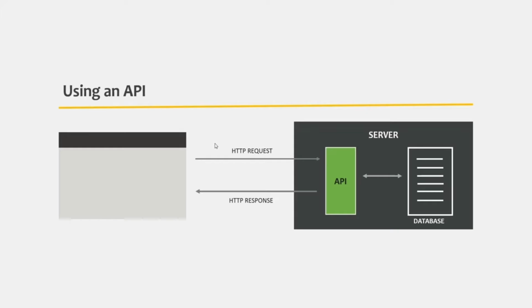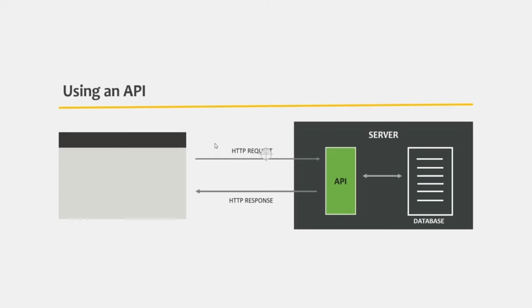And then the API will send back the response to the Angular application with the requested data, and then we can use that data in our Angular application. Now, the database credentials will be stored in the API code, which is also present on the server.